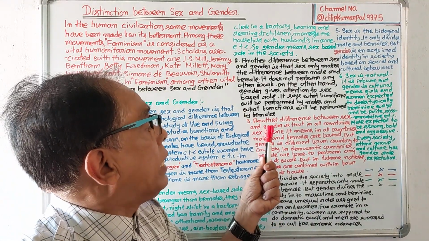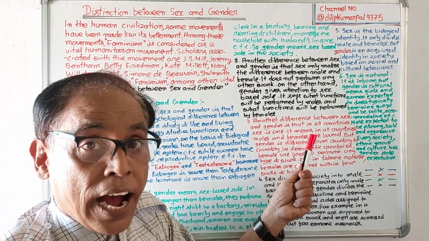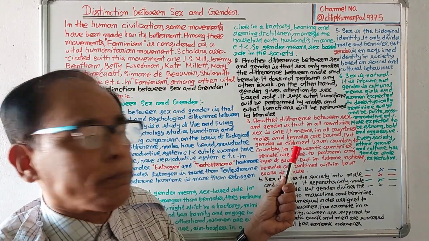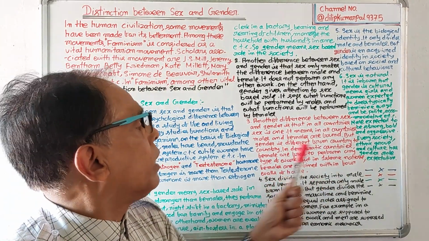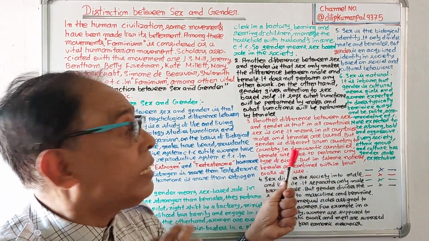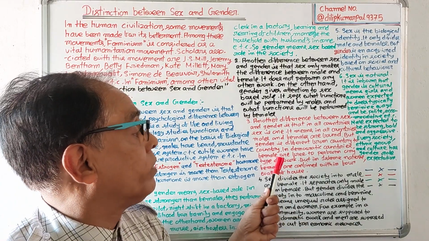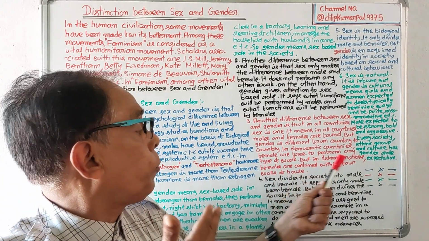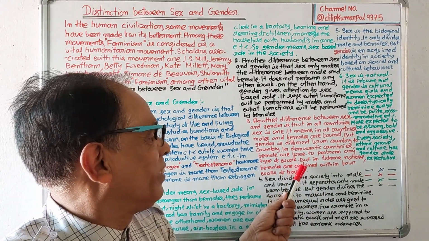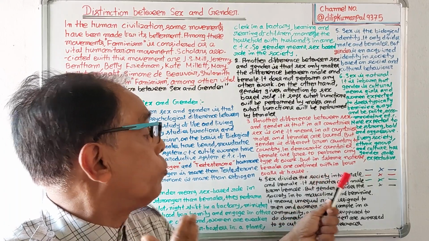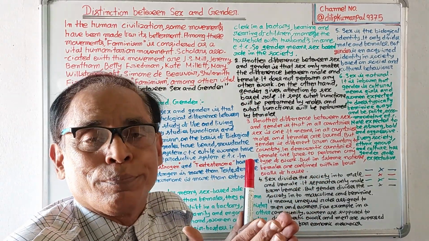Number 3, another difference between sex and gender is that in all countries, sex is one. It means in all countries, males and females are found. But gender is different from country to country. In democratic countries, females are free to perform any type of work. But in Islamic countries, females are confined within the four walls of the house.